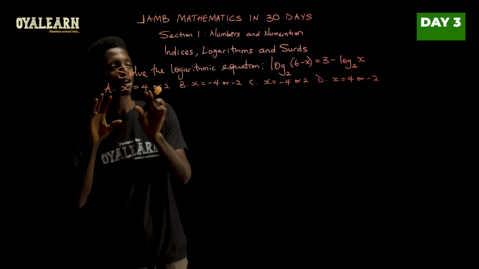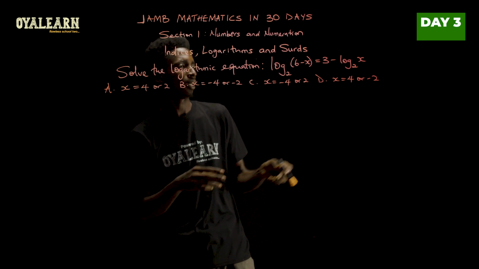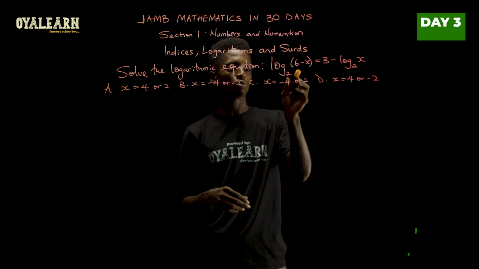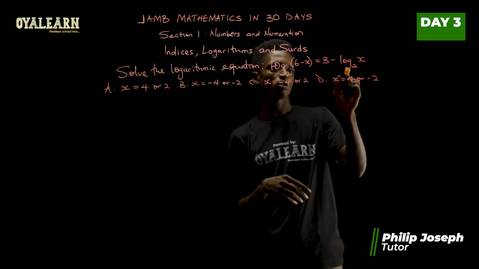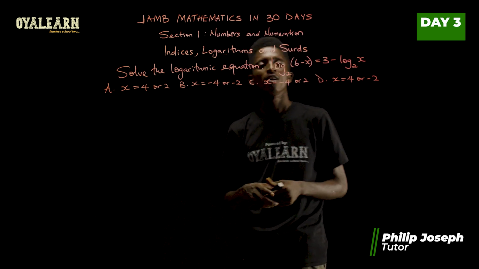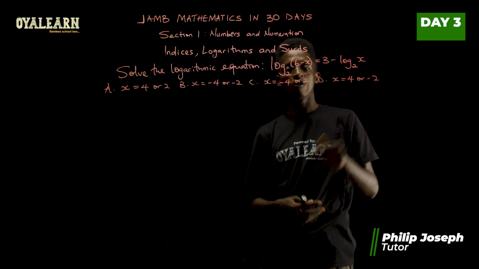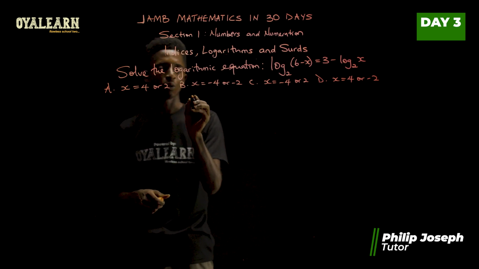This question says, solve the logarithmic equation. And then we have this equation where we have log base 2 of (6 minus x) equals 3 minus log base 2 of x. So we have to ensure that everything is in log of base 2. So to solve this, we'll go this route.